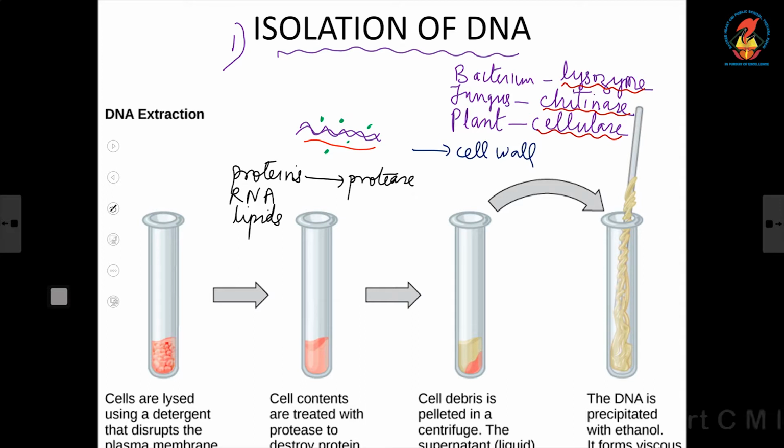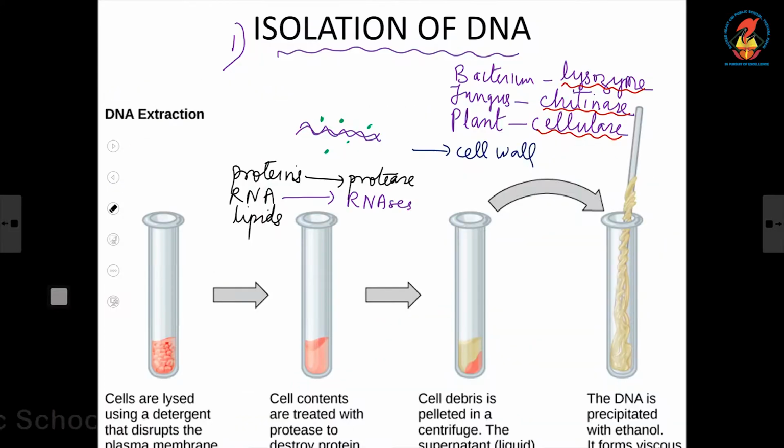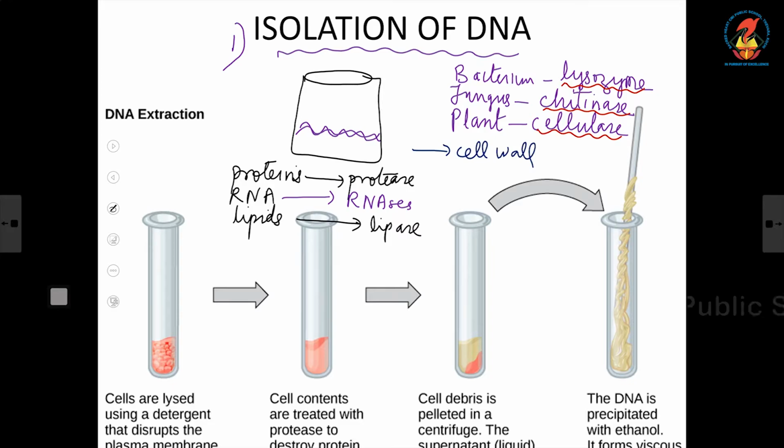Then I have to get rid of the RNA. So I must treat it with RNases. So the RNA is got rid of. Then, to get rid of the lipids, I have to treat it with lipase. Now, after treating with lipases, what happened? Even lipids are got rid of. Now we got DNA in its pure form. Okay, now DNA is in the pure form.